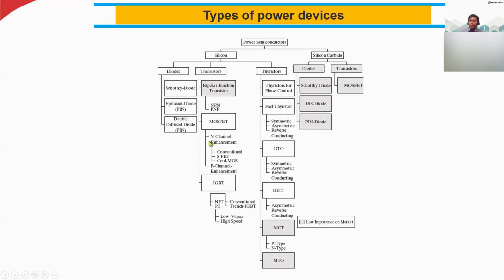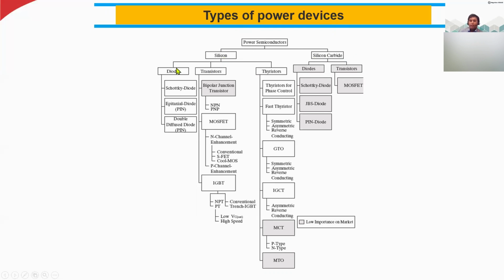What are different types of power devices? Simply, we can call them power devices for now, because power electronic devices means electronic devices which are handling high power, high voltage, high current. So this can be classified into two types: silicon based and then silicon carbide based.